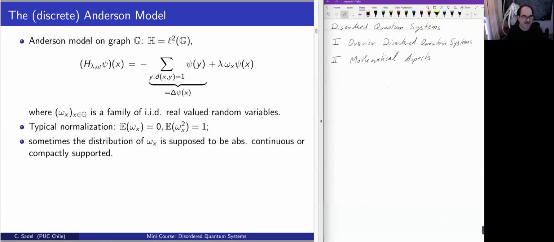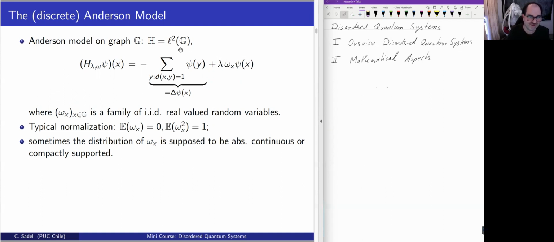So for the discrete Anderson model, we have a graph G, and we look at the space L2 of G, right? And then we look at the operator where we take, okay, so here minus the sum over nearest neighbors of x of psi of y, plus, okay, here is the multiplication operator with the potential at site x, which is equal to lambda times omega x.